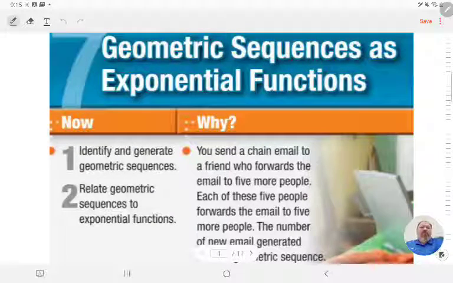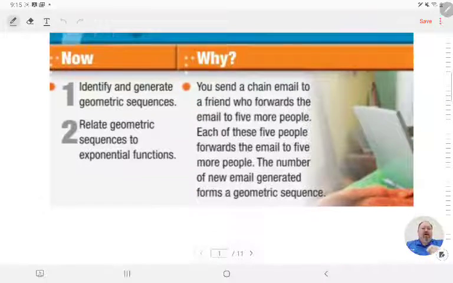So today we are talking about geometric sequences as exponential functions. We're going to identify and generate geometric sequences, and we're going to relate geometric sequences to exponential functions. So you could send a chain email to a friend who forwards the email to five more people. Each of these 5 people forwards the email to 5 more people. The number of new emails generated forms a geometric sequence.